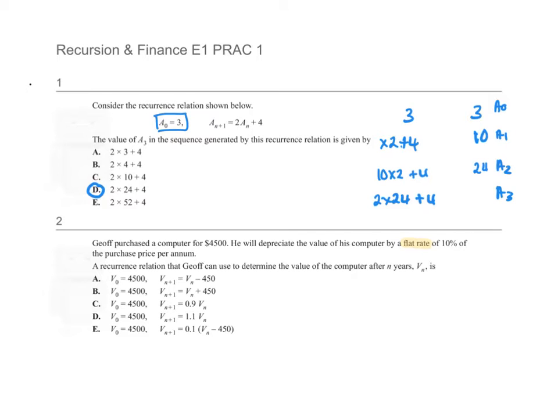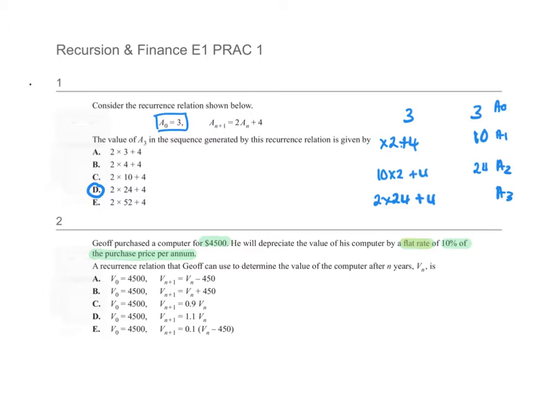All right, so in this next one, Jeff purchased a computer for $4,500. It will depreciate using flat rate at 10% off the purchase price per annum. So it's really important that you highlight what you're looking at, because they're always going to tell you. So if you've got flat rate and they want the recurrence relation, you can actually use the table, that summary table I've given you.